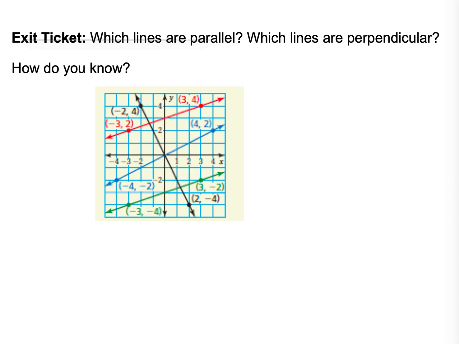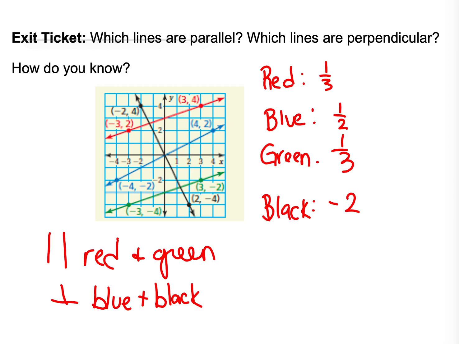Okay, let's go ahead and check our answer. So you needed to find the slope of all 4 lines there. When I did the slope of the red line, I got 1/3. When I found the slope of the blue line, it was 1/2. The slope of the green line is 1/3, and the slope of the black line is -2.